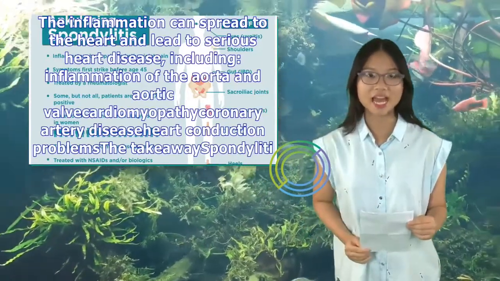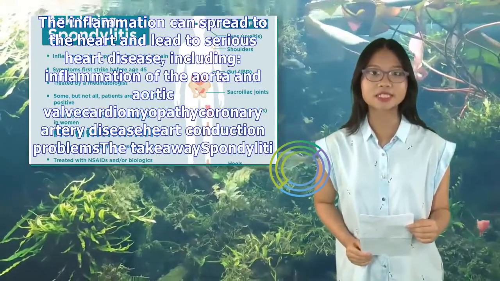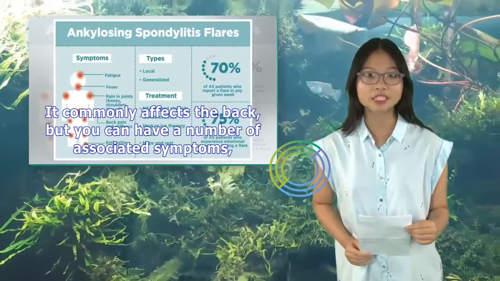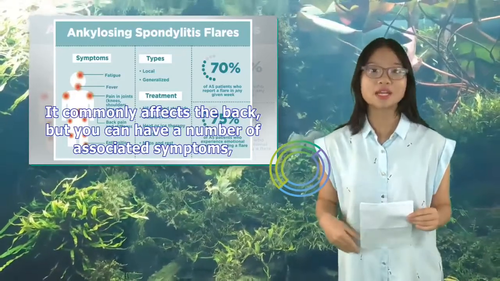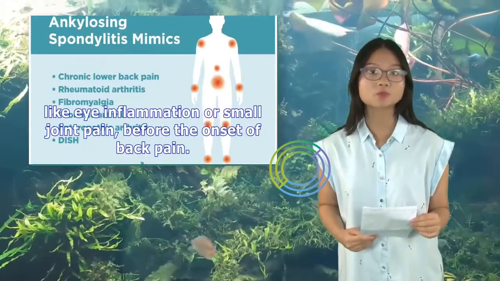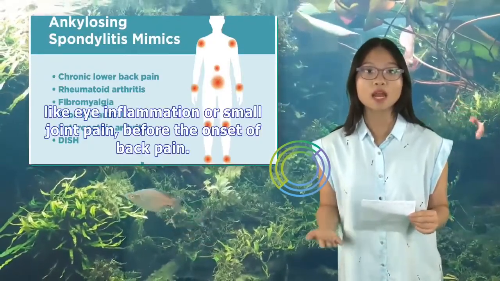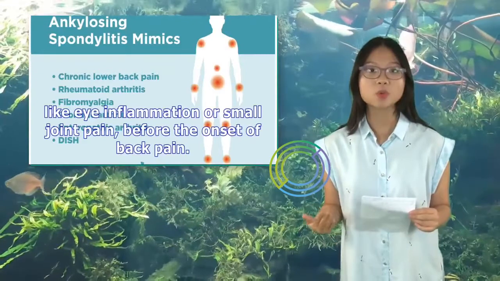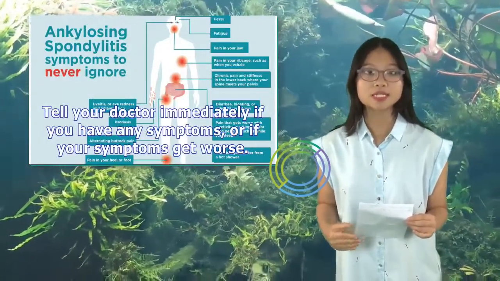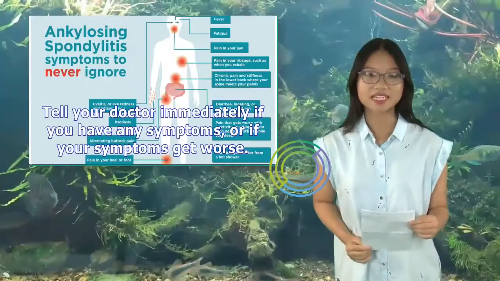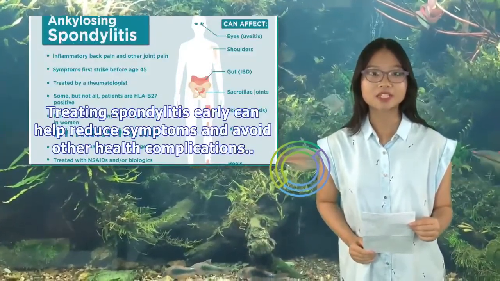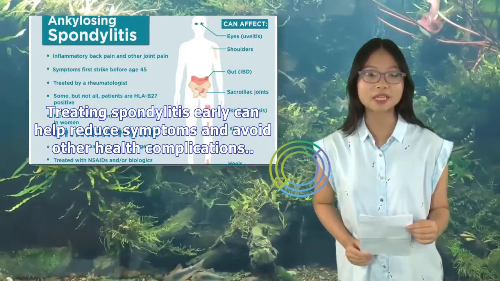The takeaway: spondylitis is an umbrella term for several similar kinds of arthritis diseases. It commonly affects the back, but you can have a number of associated symptoms, like eye inflammation or small joint pain, before the onset of back pain. Tell your doctor immediately if you have any symptoms, or if your symptoms get worse. Treating spondylitis early can help reduce symptoms and avoid other health complications.